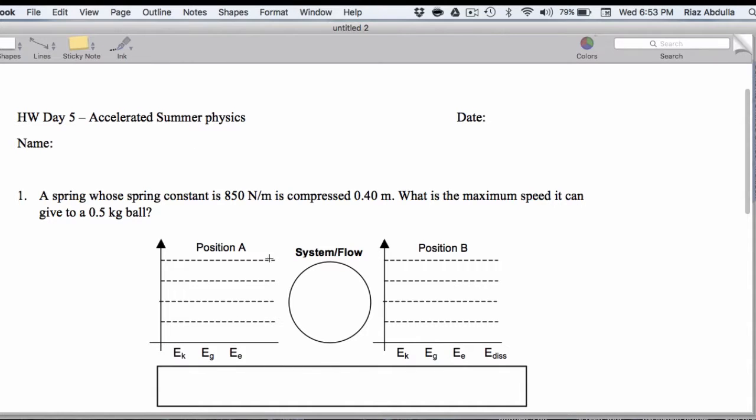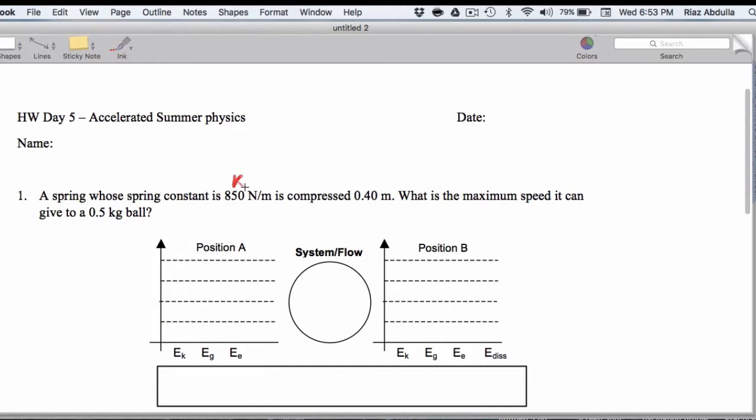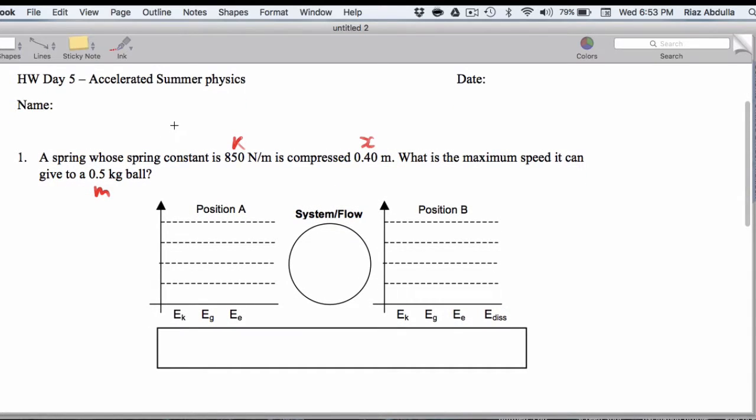So we have problem one, and we're going to just jump in and look at all these homework problems. First of all, let's just begin by labeling letters. K, compression means X, mass is M. And the question is, we've got this spring with a spring constant, and we want to know the maximum speed it can give a 0.5 kilogram ball.